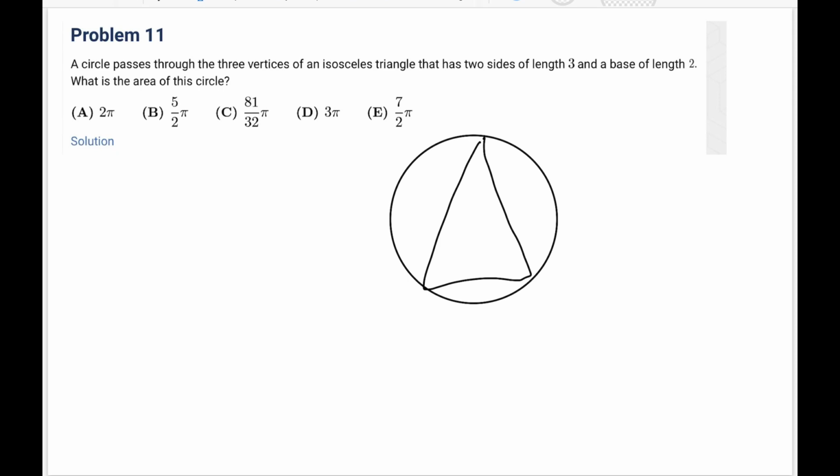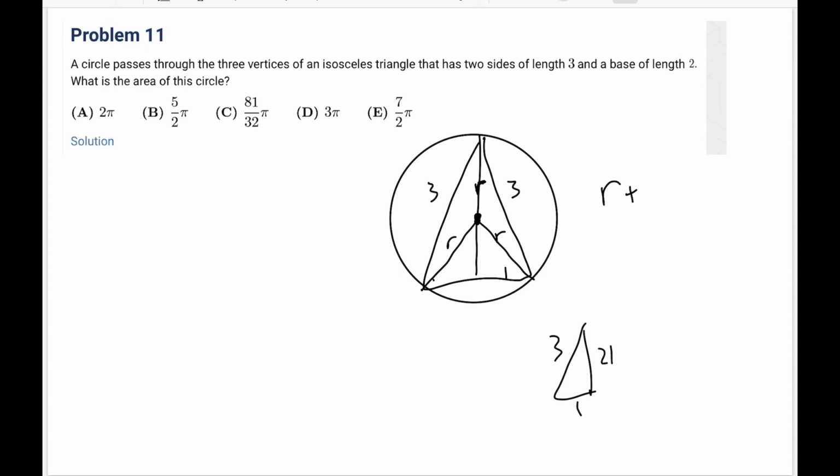Then if we want to get the area of the circle, so it's an isosceles triangle, right? So this is 3, this is 3, and if we cut it in half, this will be 1, and if this is the center, this will be R. This will also be R. If it's 3, there's 1, there's 2 root 2. This is 2 root 2 minus R, so it's 2 root 2.